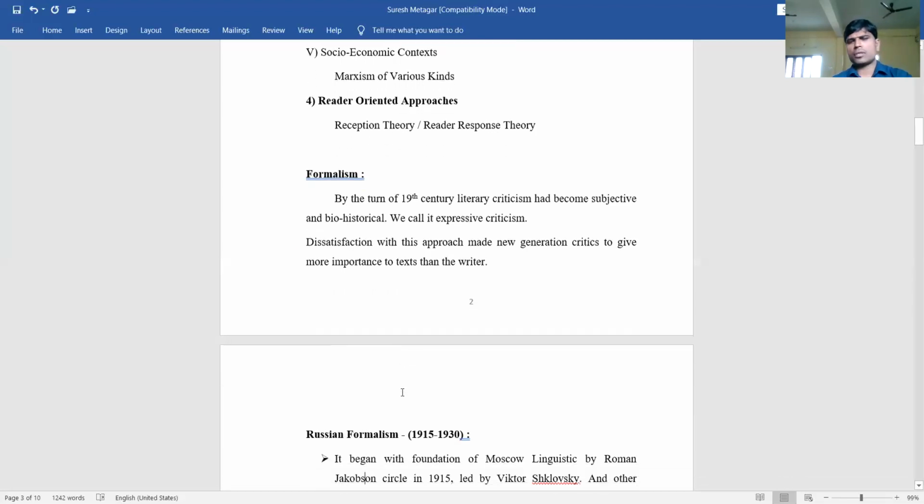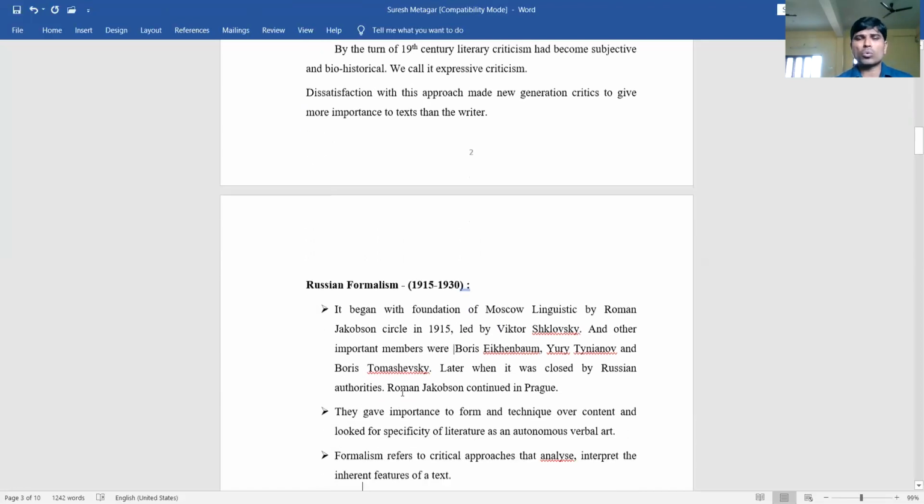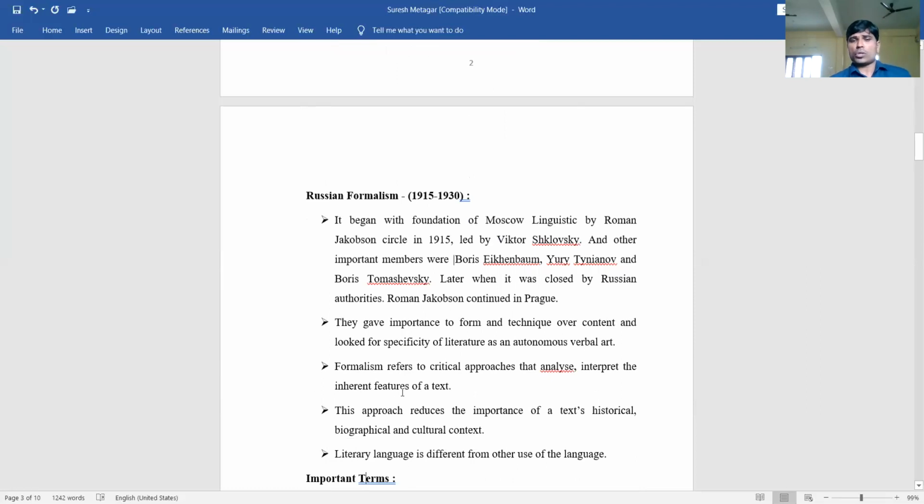In formalism, we have Russian formalism and French formalism. Both are almost similar. Russian formalism is important for us. Russian formalism began with the foundation of the Moscow Linguistic Circle by Roman Jakobson in 1915, and Viktor Shklovsky was also a leader of that circle. Boris Eichenbaum, Yuri Tynyanov, and Boris Tomashevsky were important members of that circle. After the 1917 Russian Revolution, authorities closed the Moscow Linguistic Circle, and Roman Jakobson, the leader, moved to Prague, where he created one more linguistic circle, the Prague Linguistic Circle, in 1926.